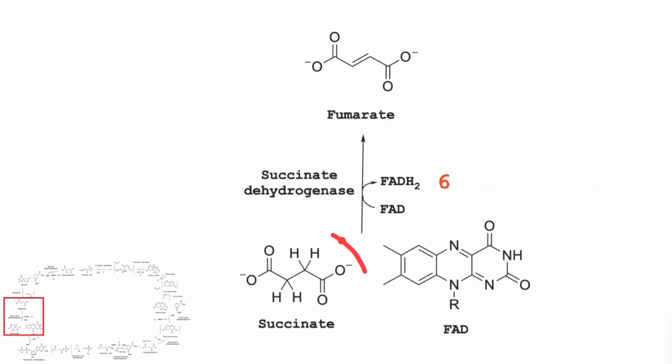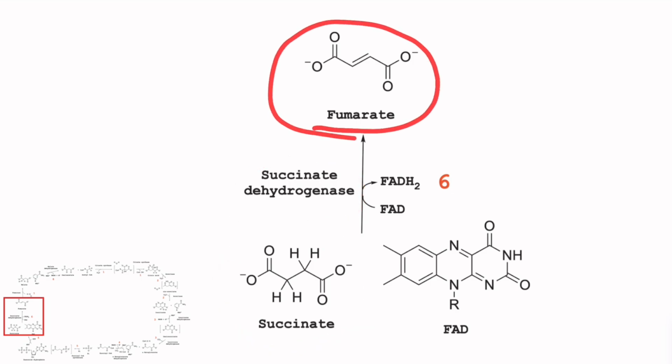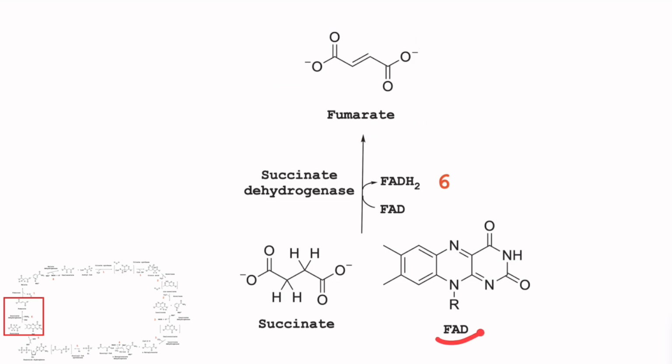In step 6, we have succinate and succinate dehydrogenase as the enzyme, and we form fumarate. FAD is then reduced to FADH2. For the dehydrogenation reaction, we start with a base, picks off the proton from succinate, and a double bond is formed, and the hydrogen goes over and reduces the FAD to FADH2.